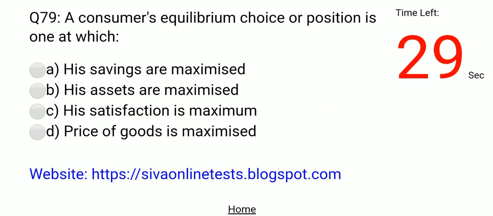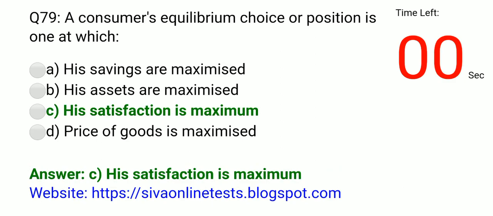Question 79. A consumer's equilibrium choice or position is one at which. Options. A. His savings are maximized. B. His assets are maximized. C. His satisfaction is maximum. D. Price of goods is maximized. Answer. C. His satisfaction is maximum.